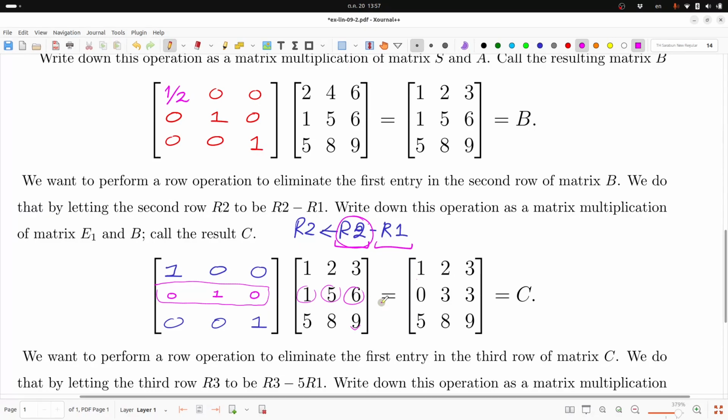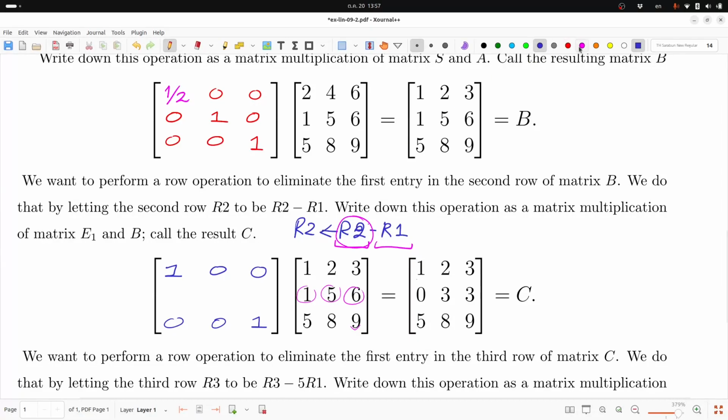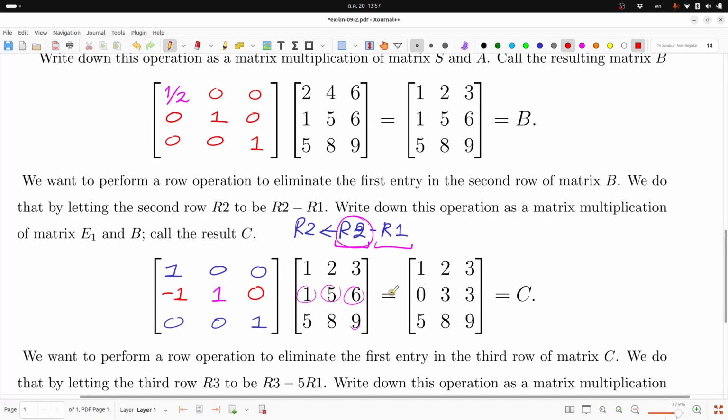The first column, exactly. So I put minus 1 here. So let's see. So I put 1 here, I put minus 1 here, and I put 0 here. Then I get that. So let's see how it works.